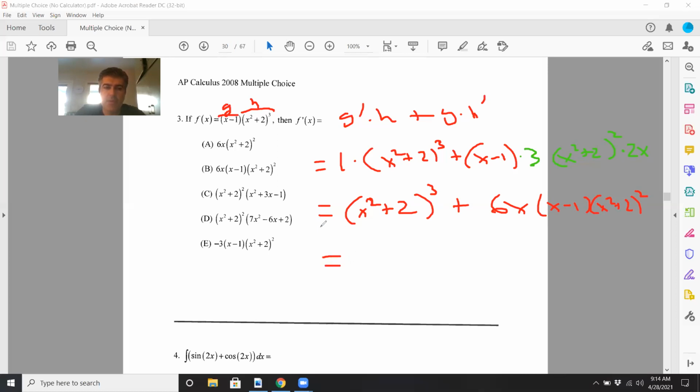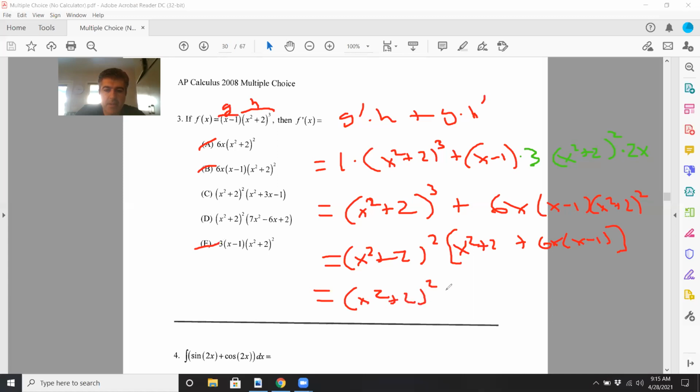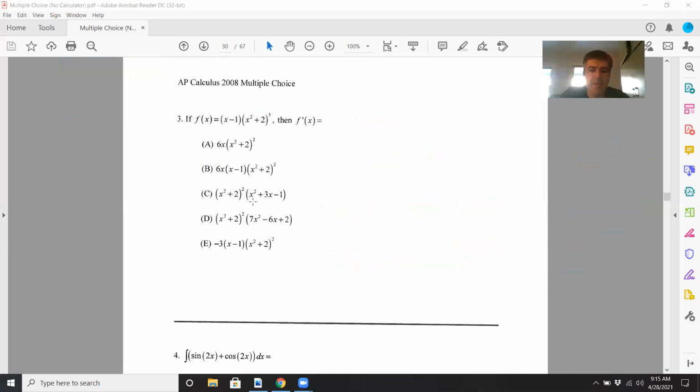And you have x squared plus 2 squared that can be factored out. And that's x squared plus 2 plus 6x times x minus 1. I know it's going to be probably something like C or D. And then we have x squared plus 6x times x minus 1, so you get 7x squared minus 6x plus 2. So there you go. You get D. So hopefully a lot of this is jogging your memory.